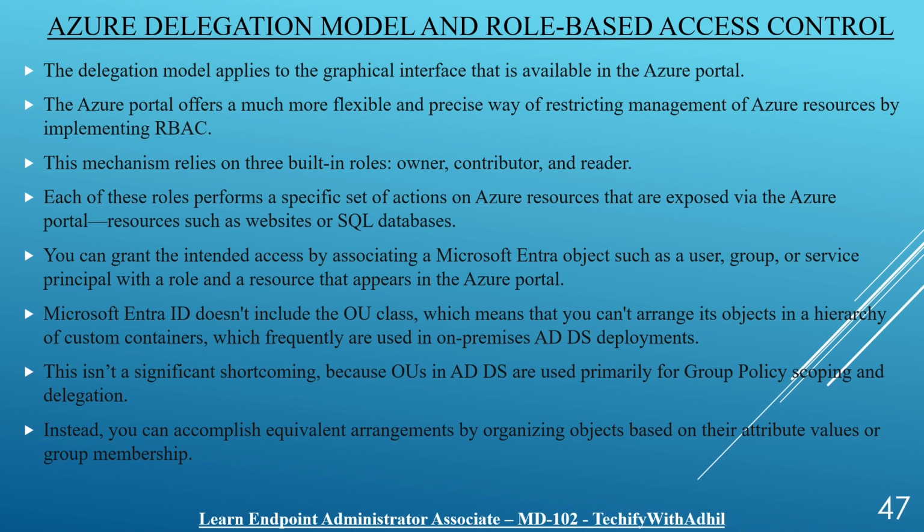This isn't a significant shortcoming because OUs in AD DS are used primarily for GPO scoping and delegation. Since we don't have GPOs in Entra ID, not having OUs doesn't make a big difference. And instead of delegation, we have role-based access control. So instead, you can accomplish equivalent arrangements by organizing objects based on their attribute values and group membership.